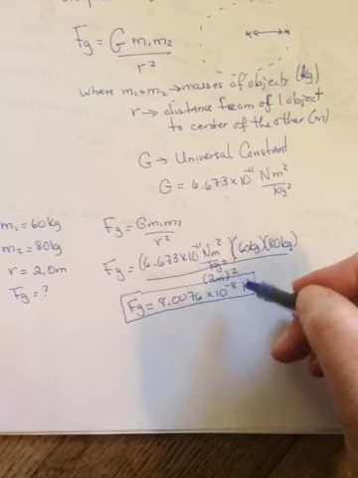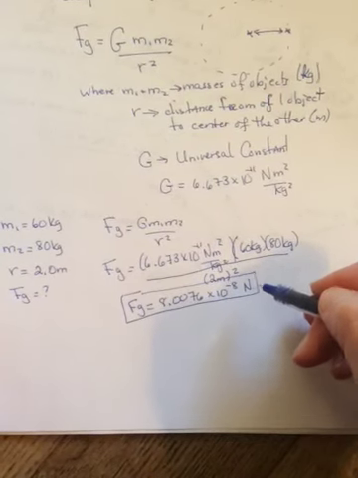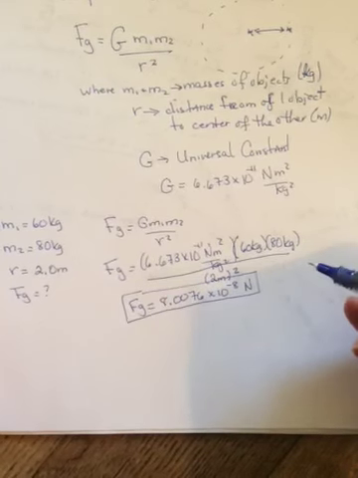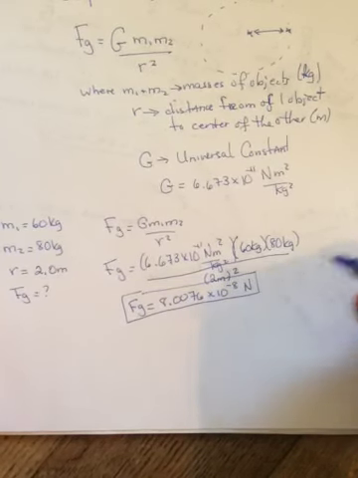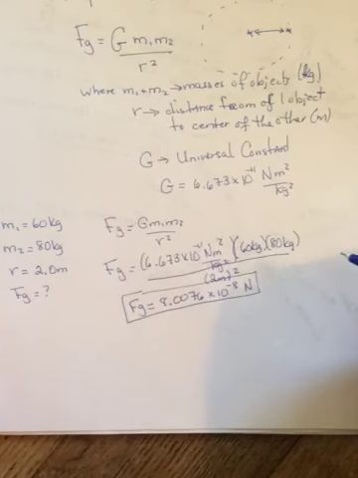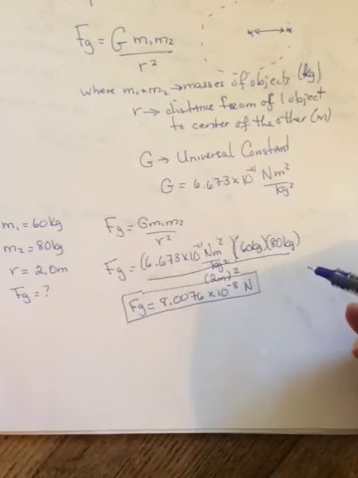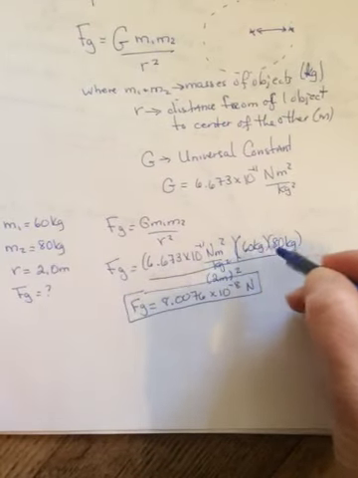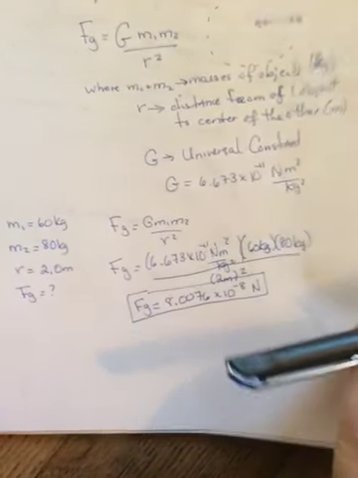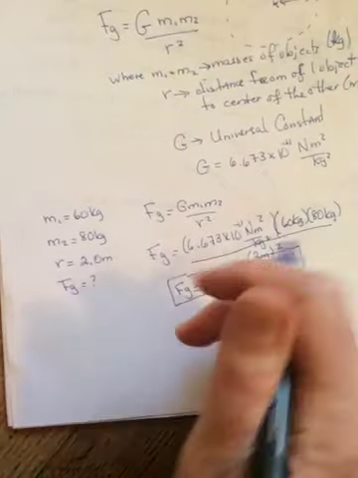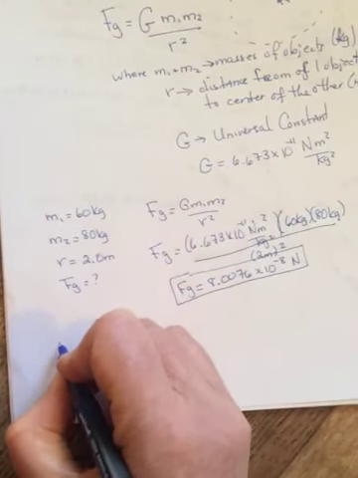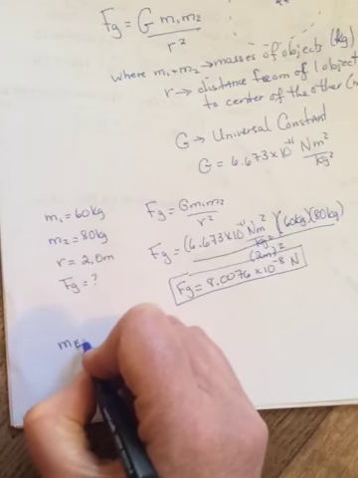And if it's that tiny for two people who are 2 meters apart, then imagine how tiny it is for you and I who are across the city from each other, or you and someone in England. You're putting a force on them, but it's going to be so small that we can't feel it. So now let's keep the 60 kilogram person, and let's trade in the 80 kilogram person, and let's use the mass of the Earth instead.